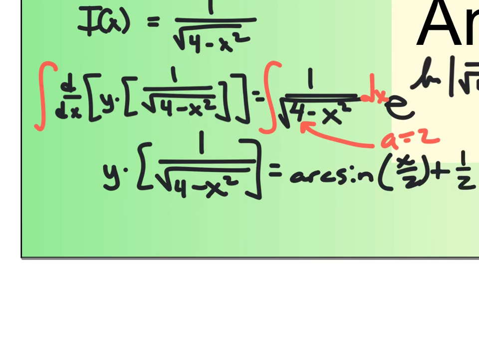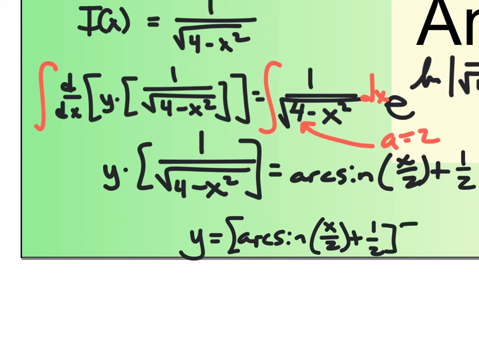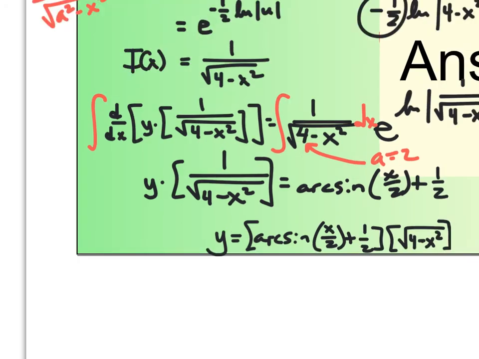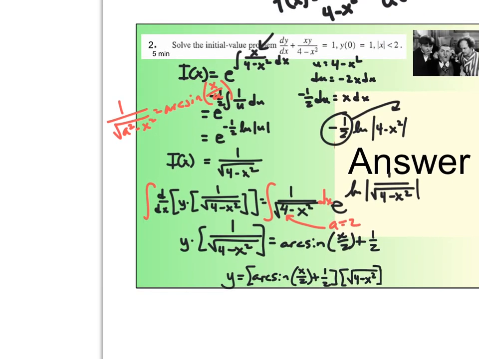Alright, so let's solve for y. Well, that would mean I just want to multiply both sides. So I would get y equals arc sine of x over 2 plus 1/2 times the square root of 4 minus x squared. Pretty dirty function, but its solution with an initial condition of 0, 1 can be represented in this way.